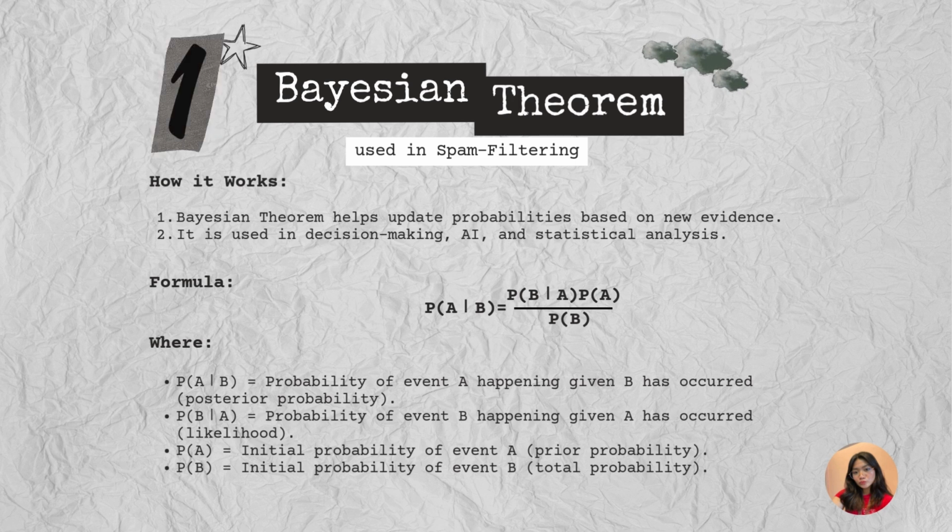For example, the chance of any email containing the word free. The general percentage of emails that are spam. And lastly, P of B means there's an initial probability of event B, also called the total probability.